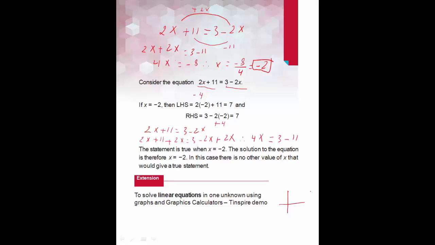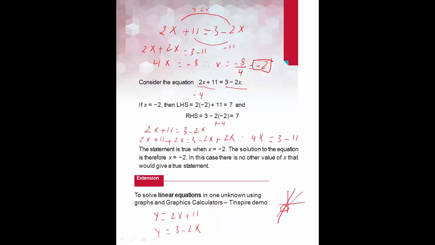Basically, just before we go there, when we say 2x plus 11 equals 3 minus 2x, what we're saying is we actually have two functions. One is y equals 2x plus 11, and the other one is y equals 3 minus 2x. So when we put them as equal to each other, we are looking for the point where both of them will have the same y, the same solution.